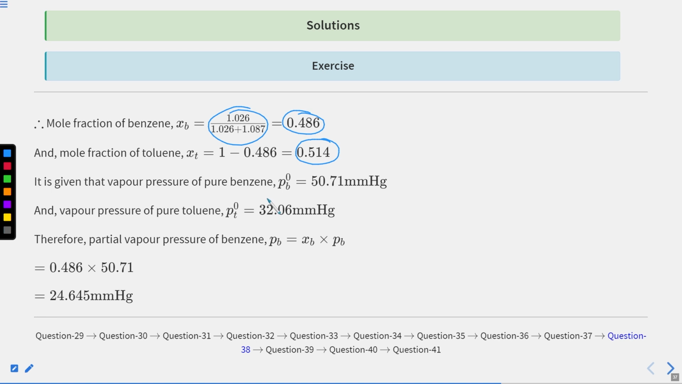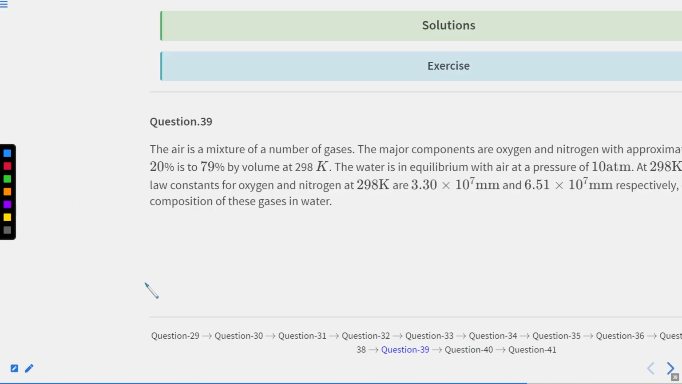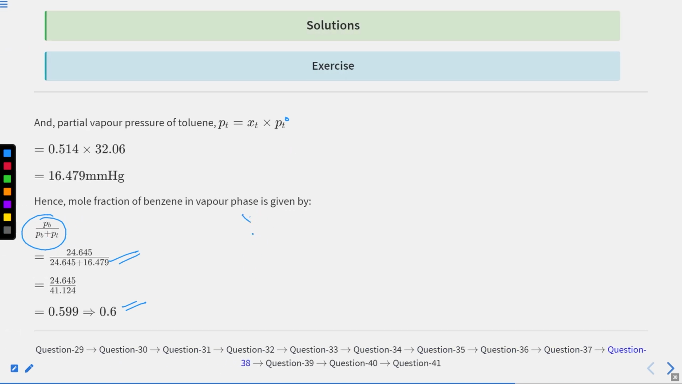Now vapor pressure is given, that is the vapor pressure of pure benzene and the vapor pressure of pure toluene. Therefore partial vapor pressure of benzene will be PB equals P naught times XB. Because it is for pure, we represent it with P naught. So we have calculated PB again as we calculated earlier. Here also it will be P naught. At last it will be PB by PB plus PT. That would give us 0.6, this is for YB. Now YT, toluene, is equal to 1 minus 0.6, that is 0.4.